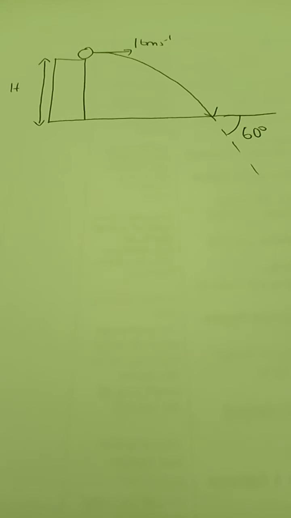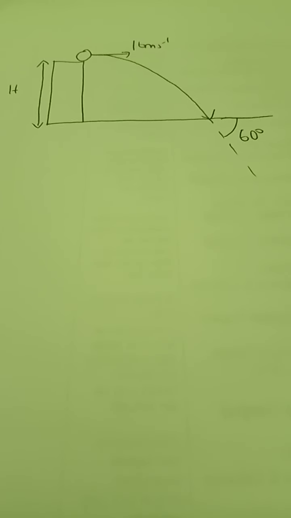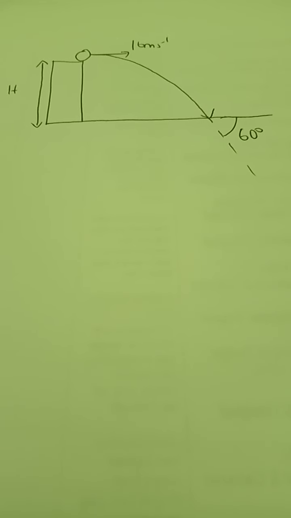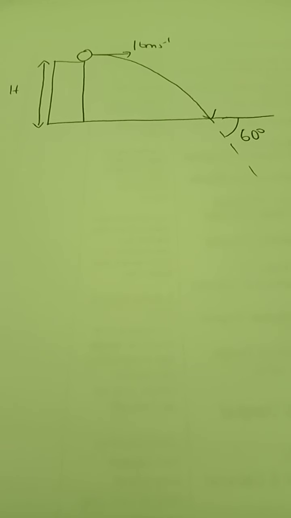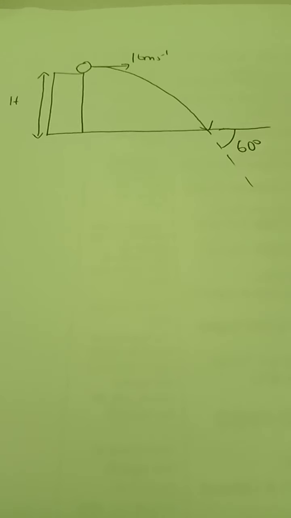A ball is thrown horizontally from the roof of a building of height h, as shown in the diagram. The initial speed of the ball is 16 meters per second. It hits the ground at an angle of 60 degrees with the horizontal. Assuming that air resistance is negligible, determine the vertical component of the velocity when it hits the ground.